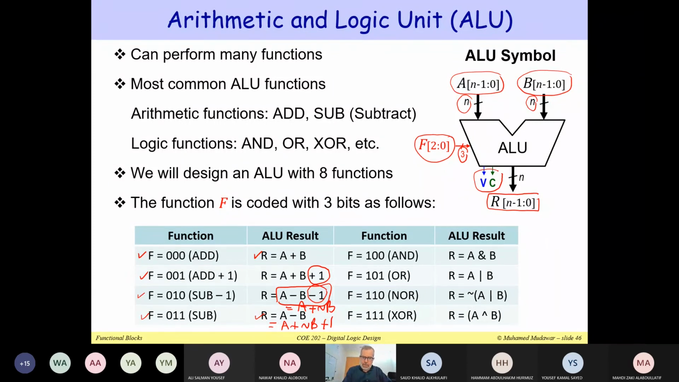We need also 4 more functions here, for AND, OR, NOR, and XOR. This is here the AND operator in Verilog. This is OR. This is not OR, which is NOR, and this is XOR. So these are the operators which are defined in Verilog. So we need only one adder to do the arithmetic. But what else do I need for the logic functions? In addition to the adder, what else do I need?